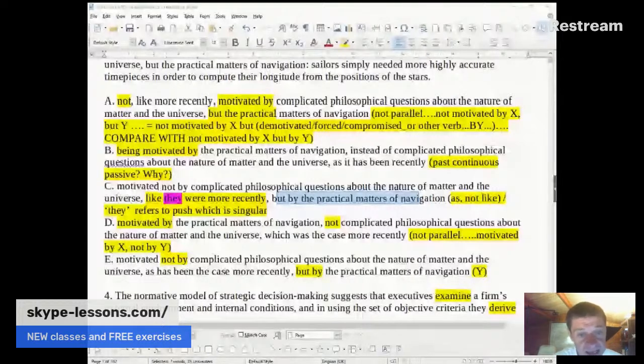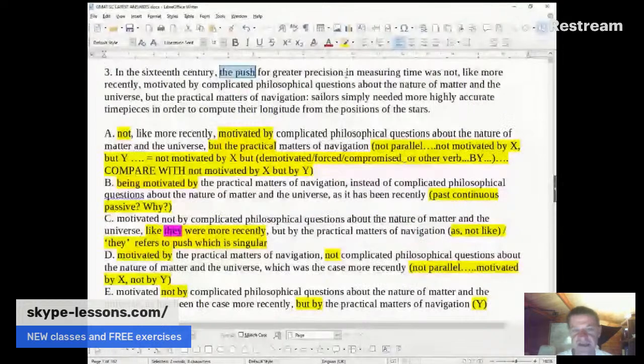And secondly, they should refer to push. So like it or as it was more recently would be correct, as it was, because we're talking about push. We're not talking about philosophical questions. The they should be referring to push. Yeah, let me just show you this in the question. In the 16th century, the push, blah, blah, blah, for greater precision in measuring time was not motivated by X, but by Y, yeah? So we really do, as it was more recently, we need that.